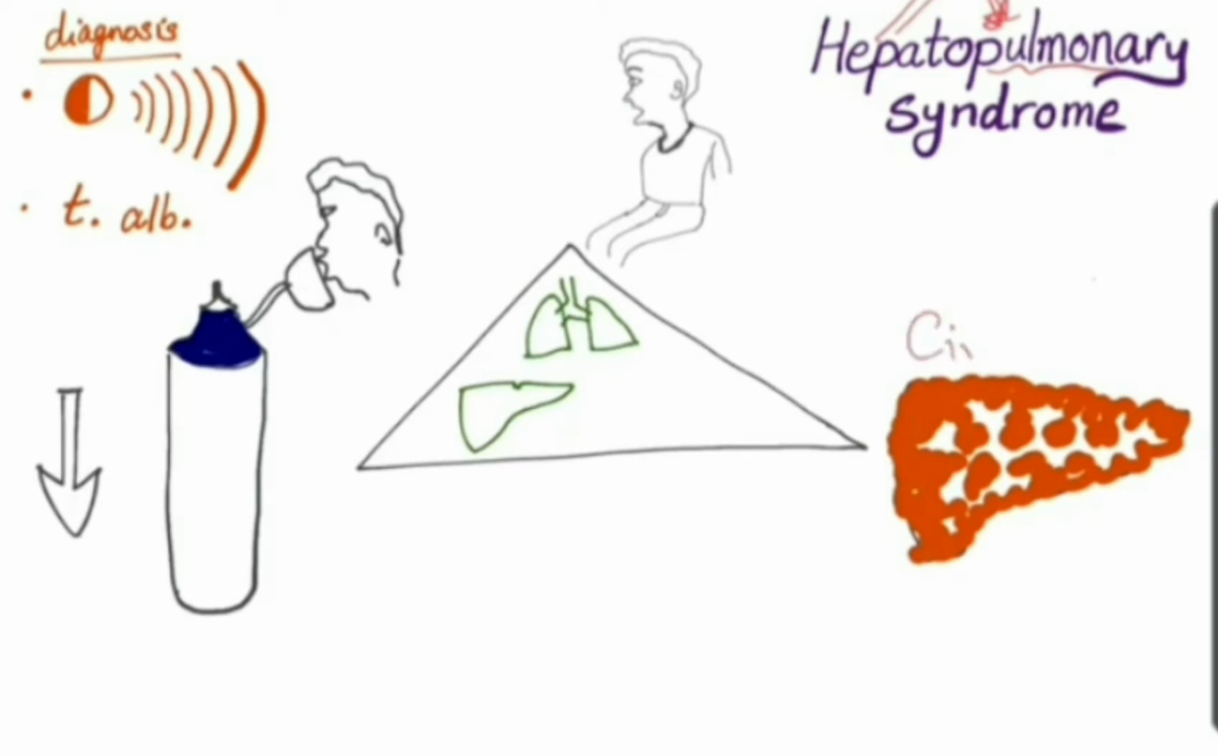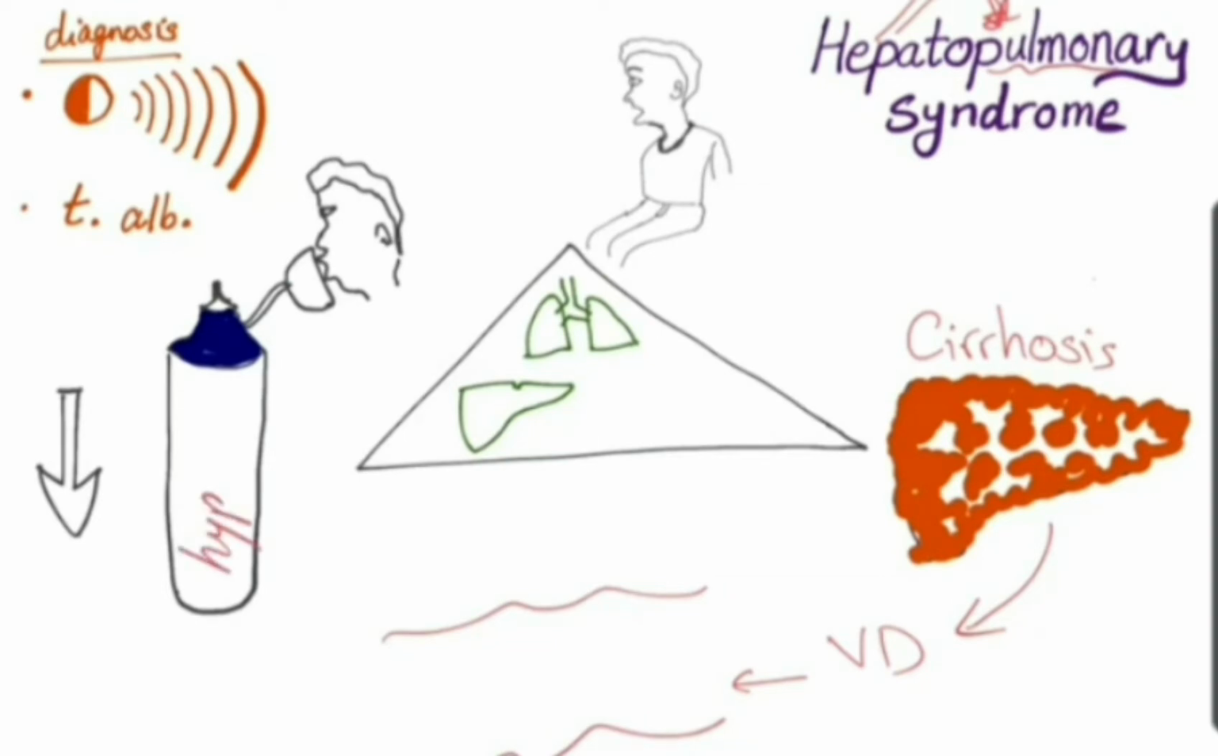The liver is cirrhotic. Cirrhosis leads to secretion of vasodilator material, which causes the blood vessels to dilate. This will also lead to decreased oxygen going to the lung, leading to hypoxia. Also, you will have something called platypnea-orthodeoxia.